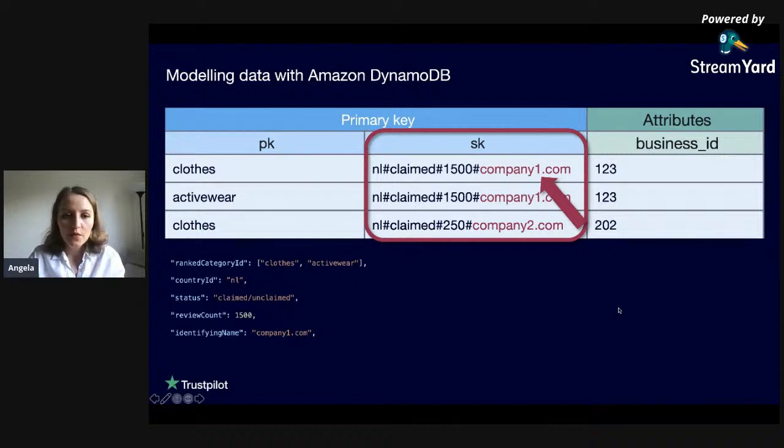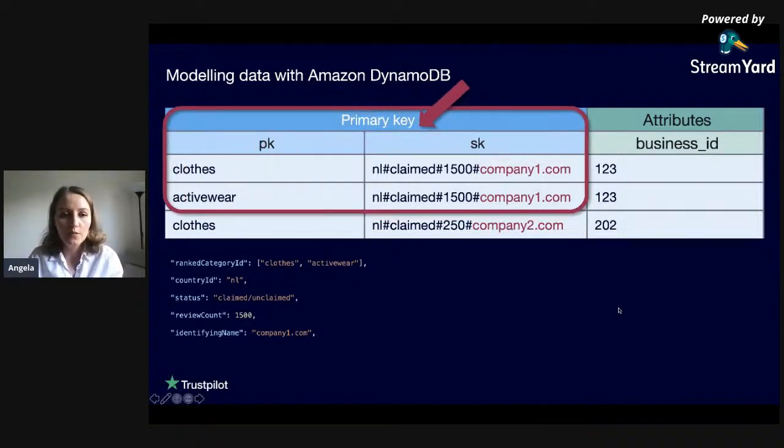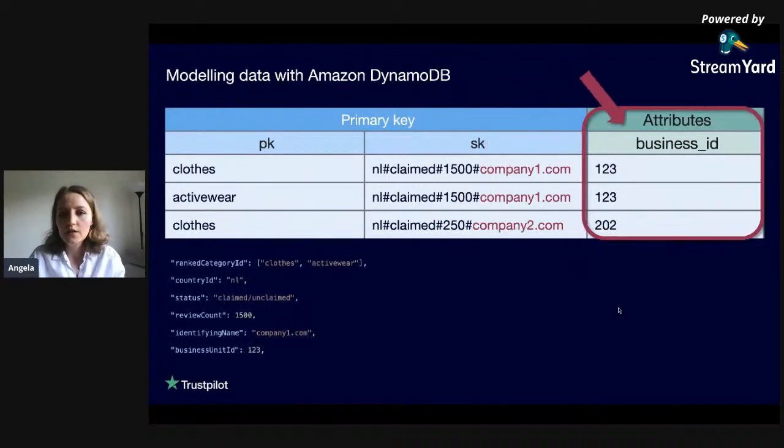And one thing to keep in mind when it comes to DynamoDB is that the primary key has to be unique. And in our case, the primary key is composed of the partition key and the sort key. So the combination of these two needs to be unique. And for that reason, in my case, I actually chose to store the identifying name in my sort key so that I make this combination unique. And this is something to keep in mind so that you don't overwrite your data if the primary key is not unique. And the last part in my table that I've added is the business unit ID, which is an attribute.